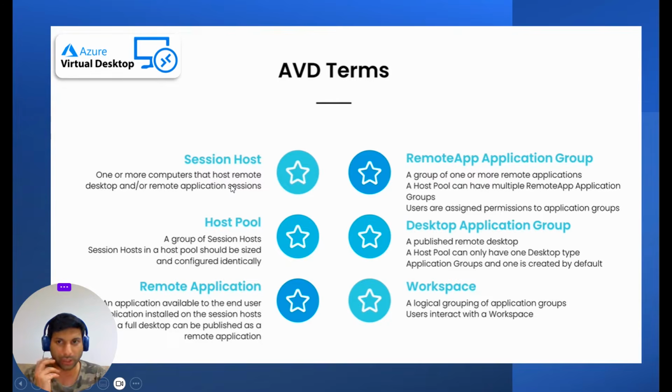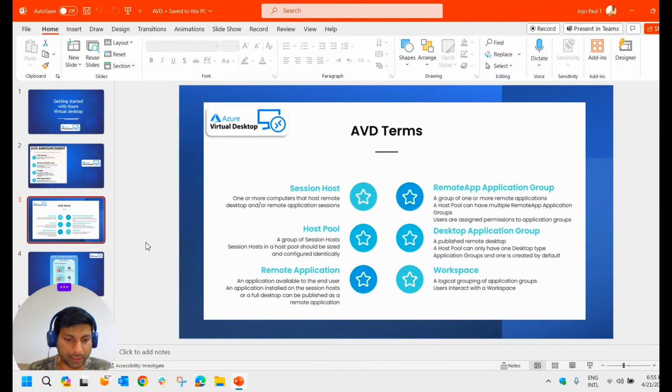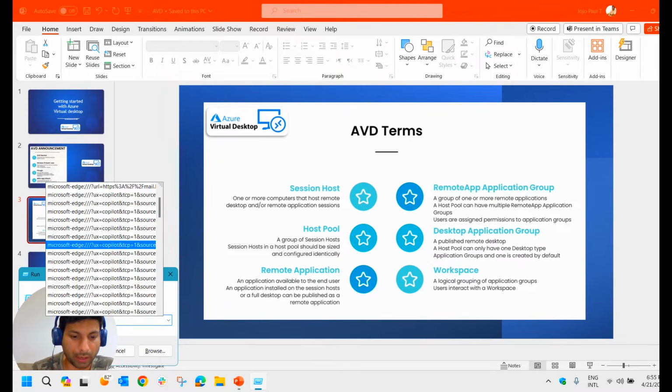What we have to keep in mind is that all session hosts in a host pool should be configured and sized as identically as possible. If we are providing 128 GB to one session host, the same should be provided to the other one. So it should be configured and sized as identically as possible. Hope you got me. I can just draw it for your better understanding. We'll go to MS Paint.